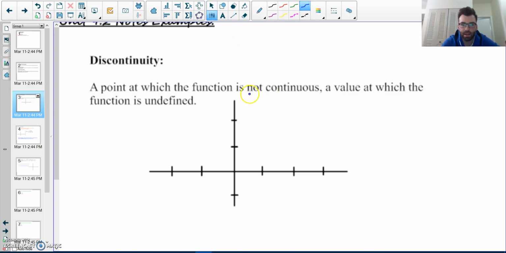What does that mean? Not continuous means if I'm dragging my pencil over a function, and while I'm dragging over that function, I have to pick up my pencil to get to the next part. If there's a jump, maybe there's a break in our function, maybe there's an asymptote, that's when a discontinuity happens. You think about where the function is undefined. Well, that's going to include our domain.